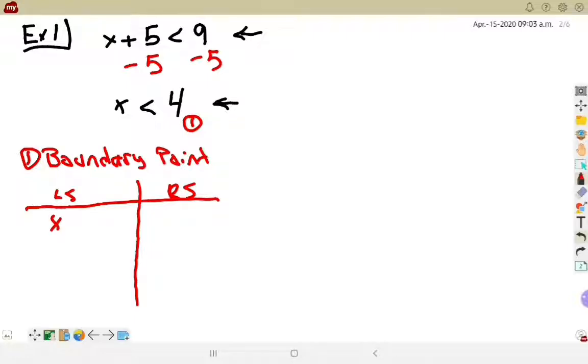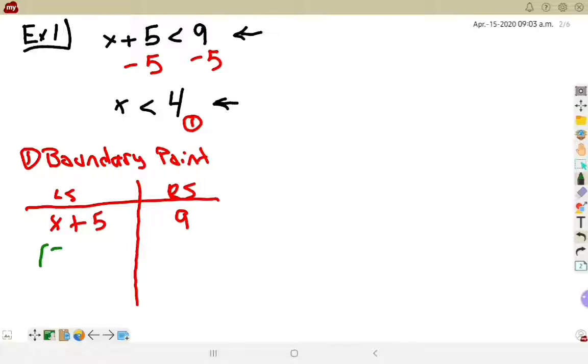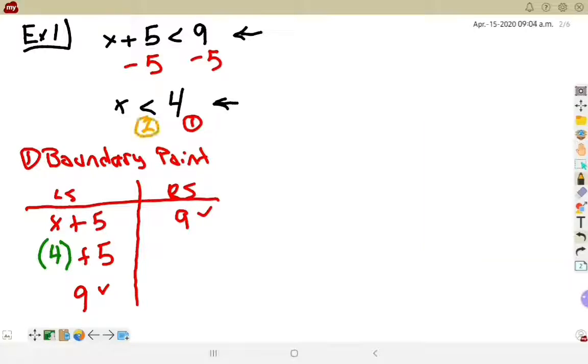Because if they were equal to one another and I had x plus 5 on the left and I had 9 on the right, I'm asking if I put in 4 for x, will I actually get the correct value? So I put in 4 for x, and then I add the 5. 4 plus 5 is 9. So if this was an equation, that would mean that 4 is the solution. But this is not an equation, this is an inequality. And we've said that all the numbers that are smaller than 4 should make this original inequality true. So I need this to be a true statement when I say it out loud.